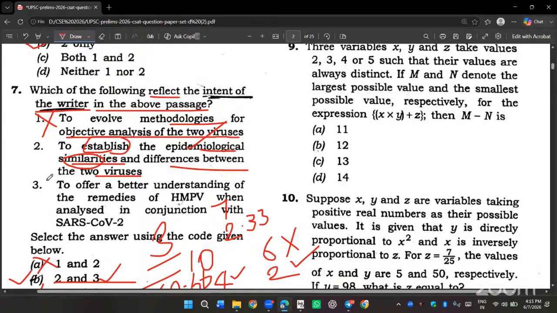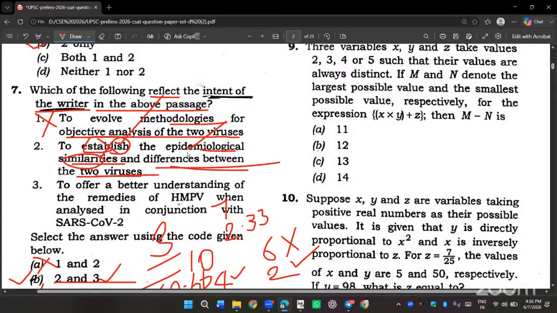Also, he did not want to establish it. Establish means he is to prove, he is to give supportive statements to his write up about epidemiology. That is also wrong. And the differences between two viruses, he did not establish it. He just told about the differences.